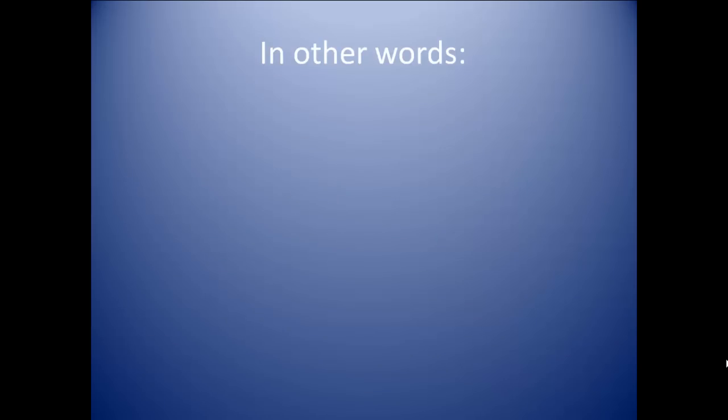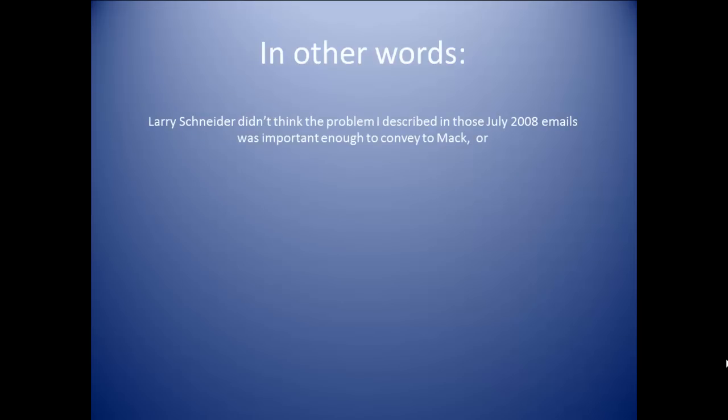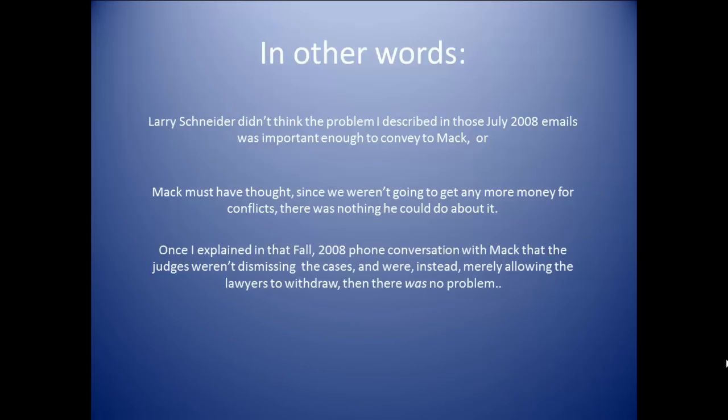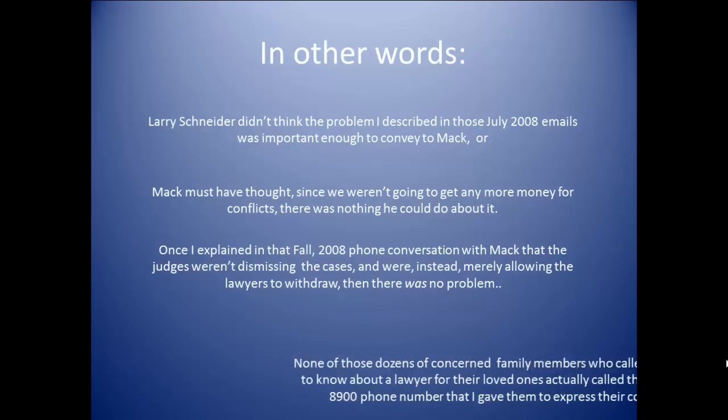For Mack to have been telling the truth at that March hearing, then Larry Snyder didn't think the problem I described in those July 2008 emails was important enough to convey to Mack, or Mack must have thought, since we weren't going to get any more money for conflicts, there was nothing he could do about it. Once I explained to Mack in that fall 2008 phone conversation the judges weren't dismissing the cases and were instead merely allowing the lawyers to withdraw, then there was no problem in the Northern Circuit.